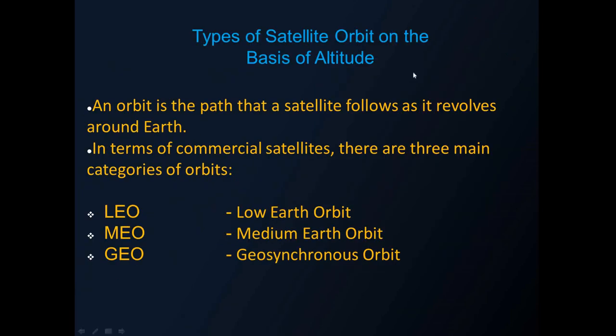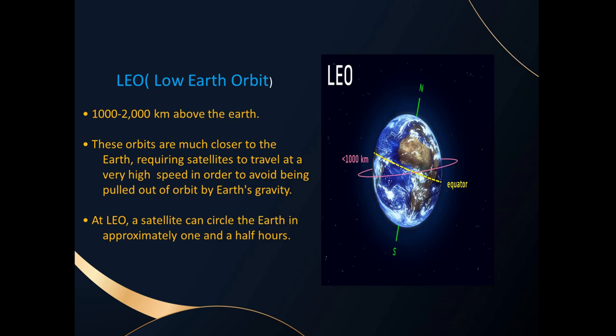Next, we will see various types of satellite orbit on the basis of altitude. An orbit is the path that a satellite follows as it revolves around Earth. In terms of commercial satellites, there are three main categories of orbits. That is LEO, low Earth orbit, MEO, medium Earth orbit, and GEO, geosynchronous orbit. Next, we will see what is a LEO, MEO and GEO. First, we will see LEO.